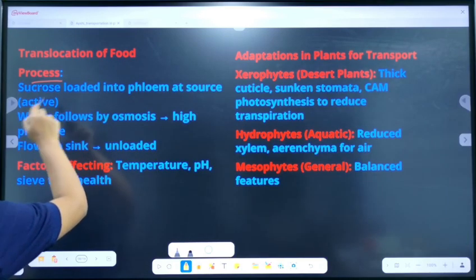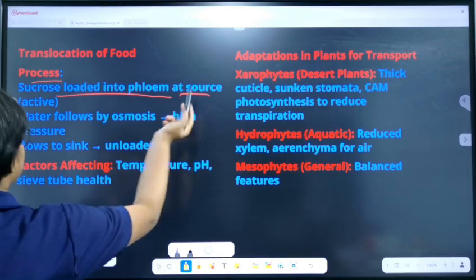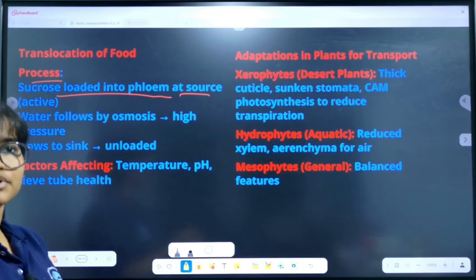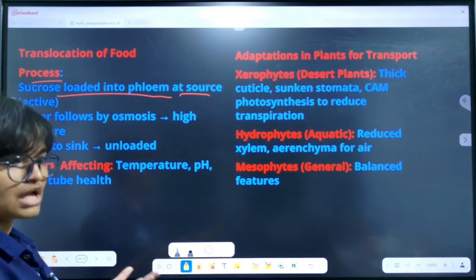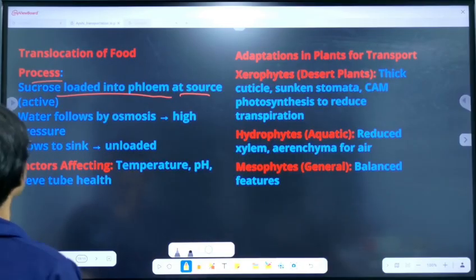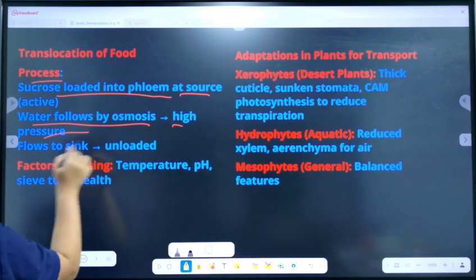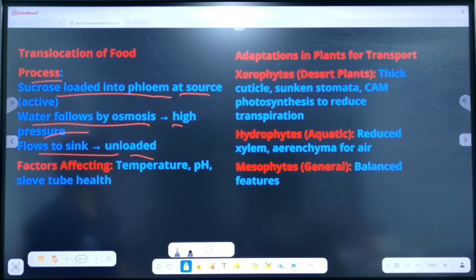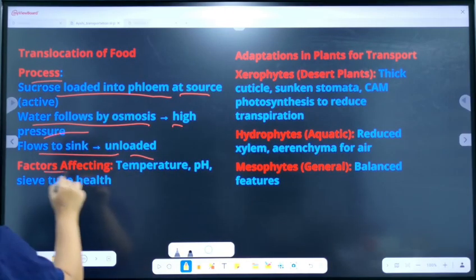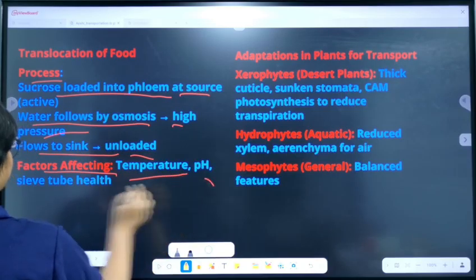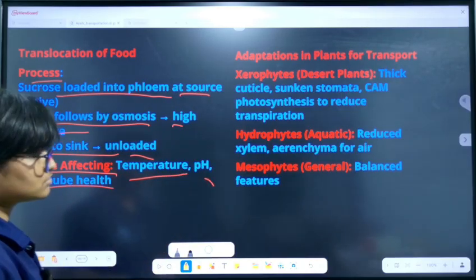Sucrose is loaded into the phloem at the source, because it comes from the leaf. After all, it is the source. After that, water flows by osmosis, high pressure, flows to the sink where it is unloaded. Factors affecting this are temperature, pH, and sieve tube health.